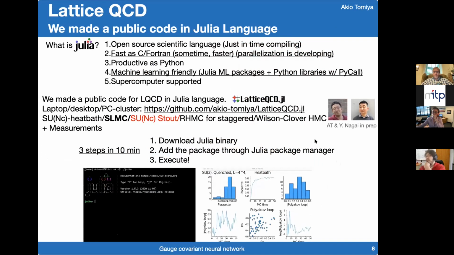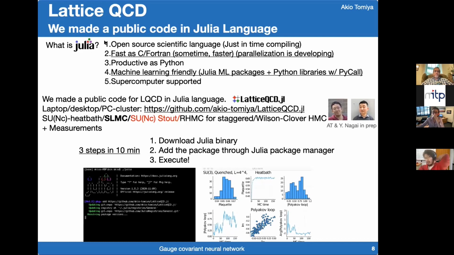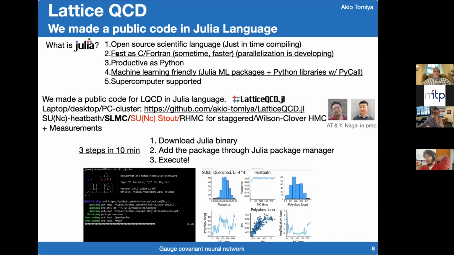Oh, by the way, we recently made a public lattice QCD code in the Julia language. So I will use this one. And Julia is a kind of new open source scientific language. And this is faster than C and Fortran, and as productive as Python.